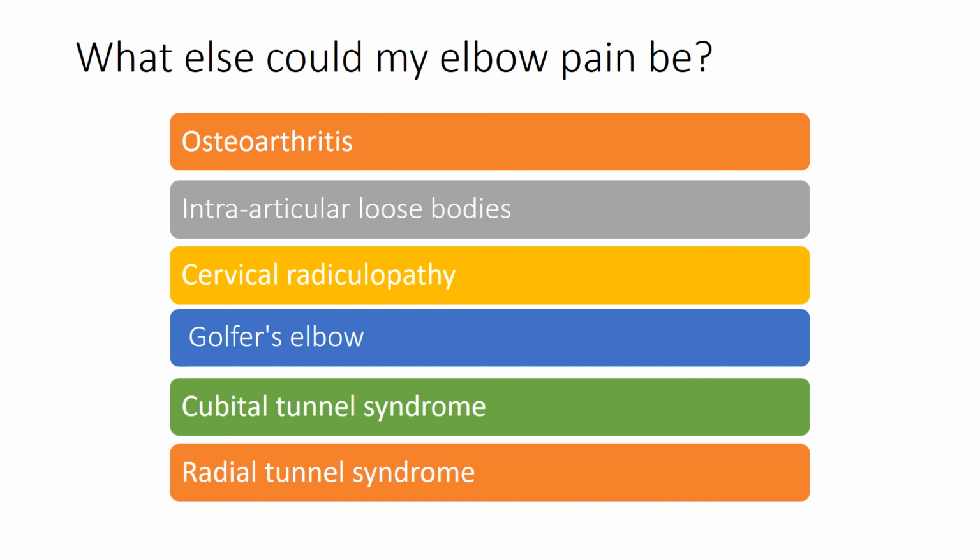Cervical radiculopathy. This is a condition where pain is referred from the neck into the arms or the hand, often causing muscle weakness, neck pain, and potentially pins and needles and numbness.